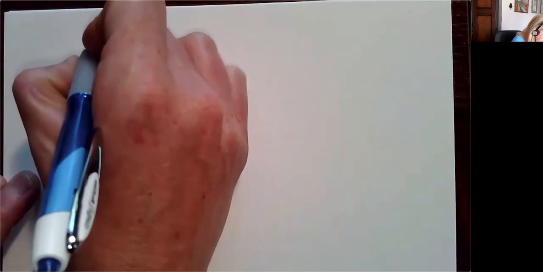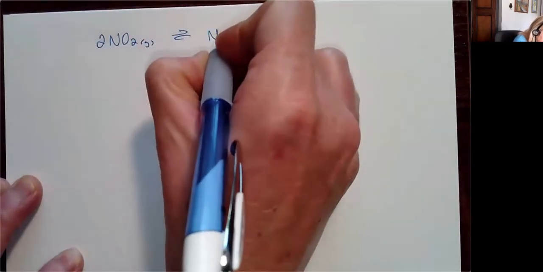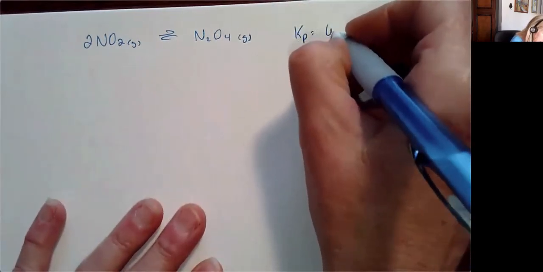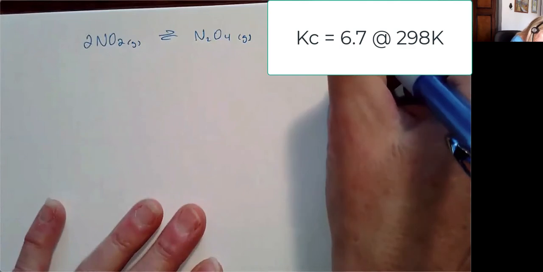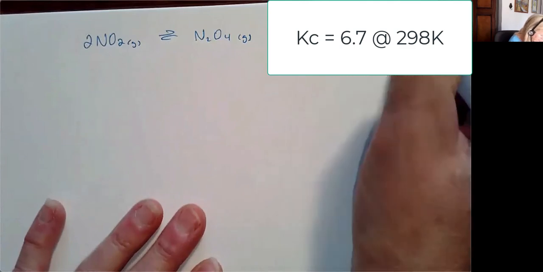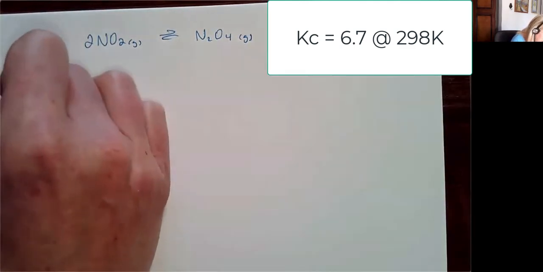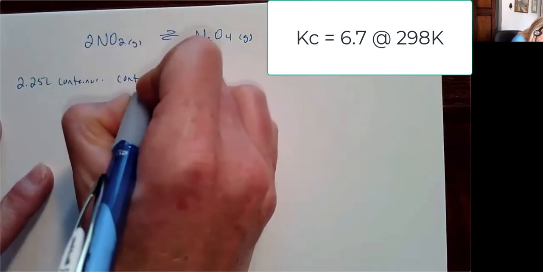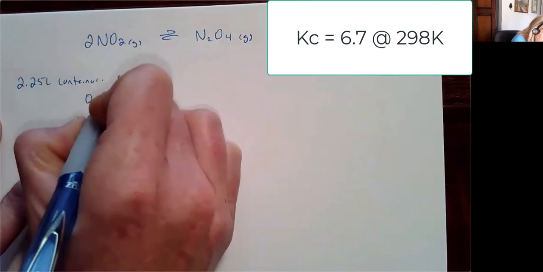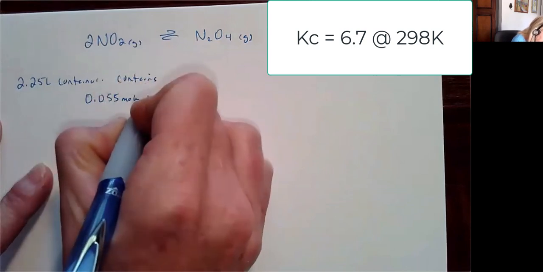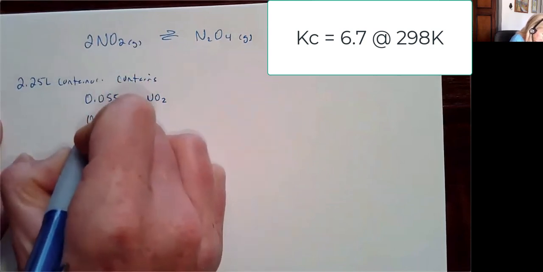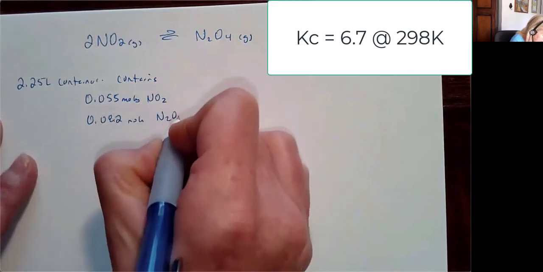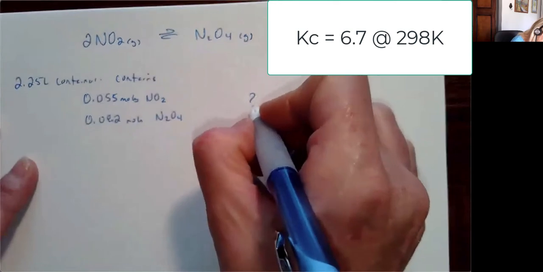Now what happens if I start a reaction and I have amounts of everything? So let's say I have this reaction going to N2O4, and I give you a K of 6.7 at 298 Kelvin. And I have a 2.25 liter container that contains the following: 0.055 moles of NO2, 0.082 moles of N2O4. And I want to know, is this at equilibrium?